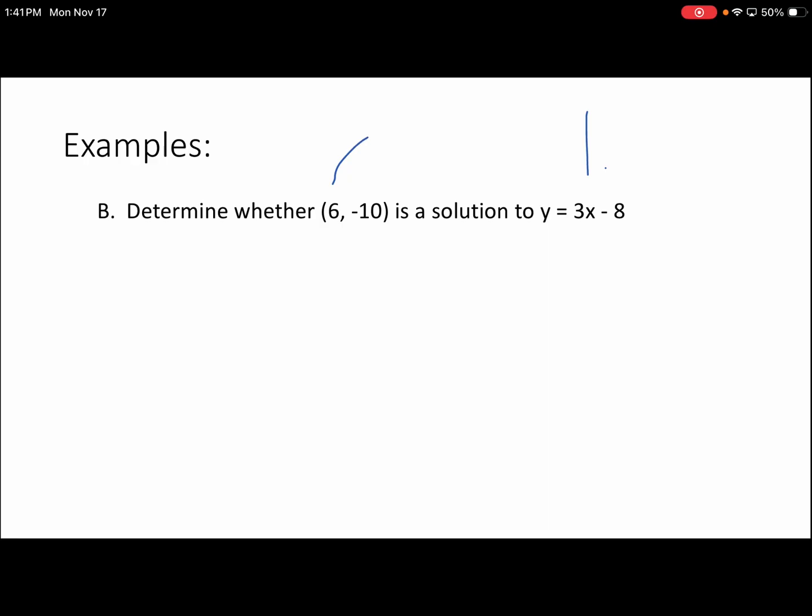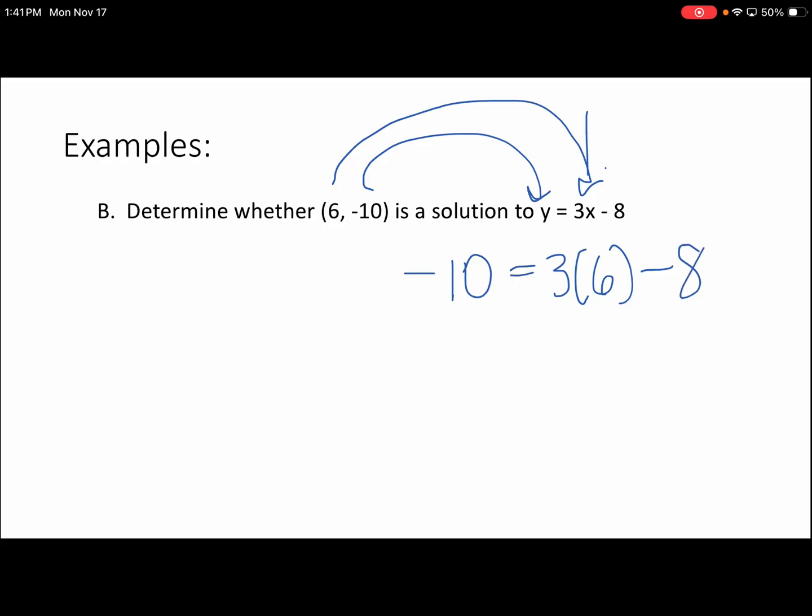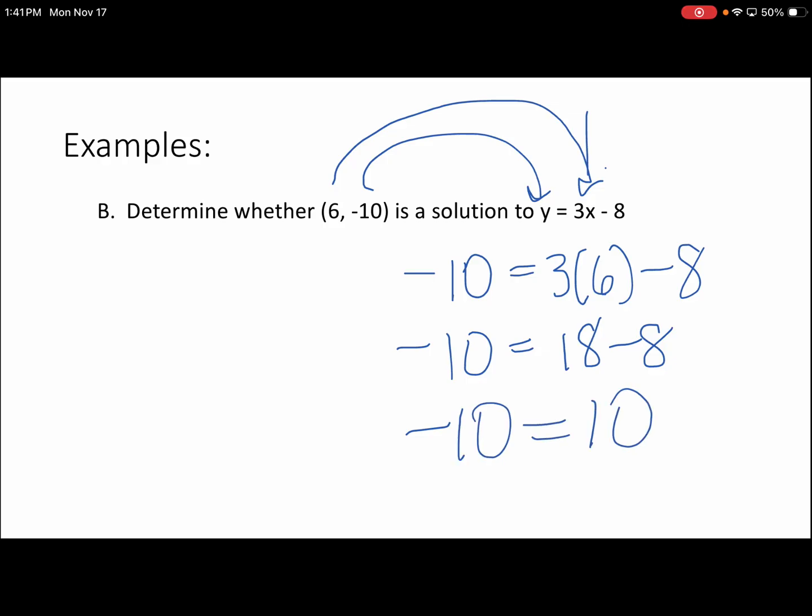You're going to plug 6 into X and negative 10 into Y. Try not to do things mentally. The number of silly integer mistakes that get made is always crazy. Negative 10 equals 18 minus 8. And you get negative 10 equals 10. And I get lots of people like, true.